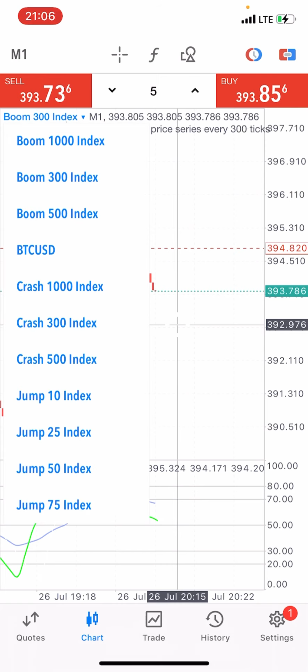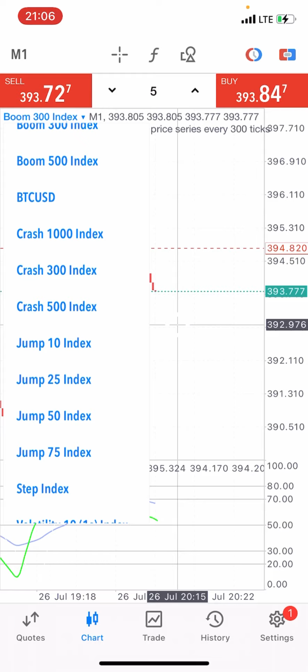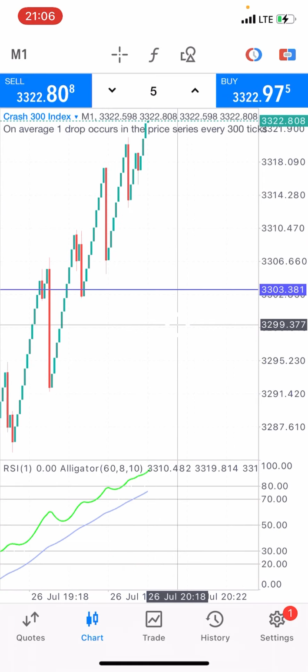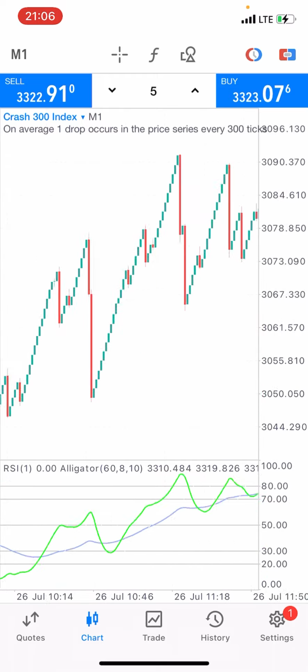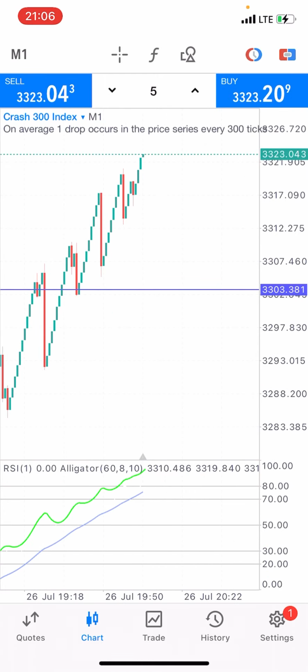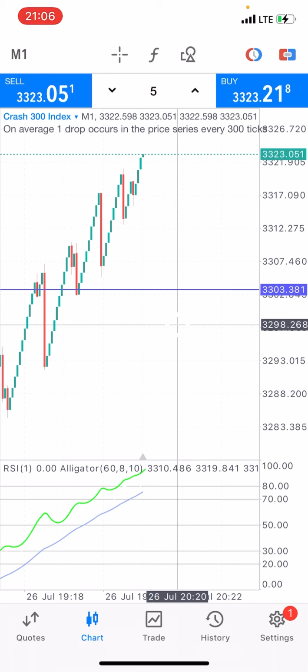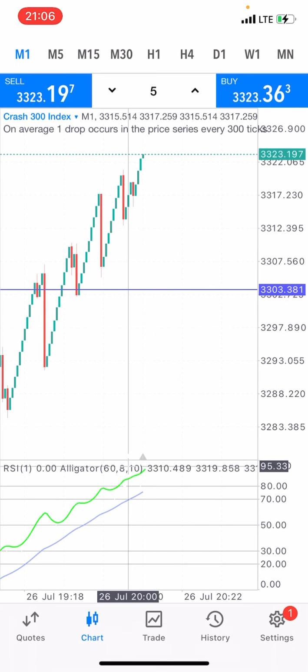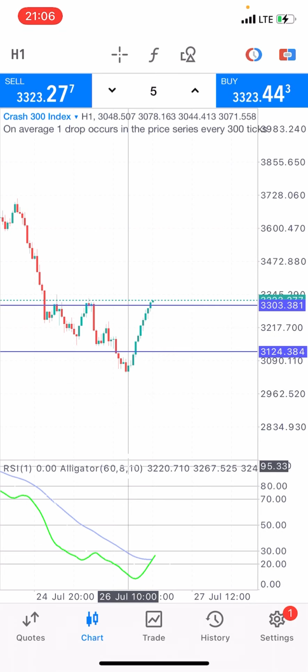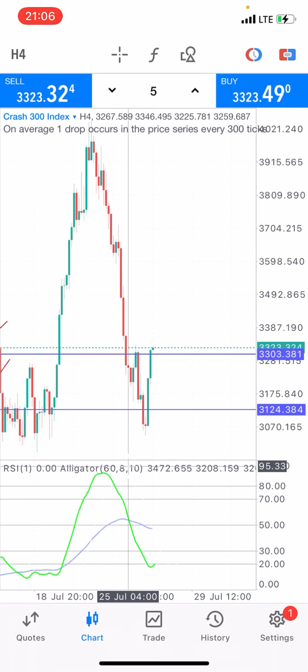Let's go, for instance, and check out the crash. Let's look at the Crash 300. Crash 300 is showing us that it has gotten to the upmost level here, the overbought region. But now let's go on the higher time frame and see what's going on. Is it an uptrend or a downtrend? Let's start from the 4 hours.